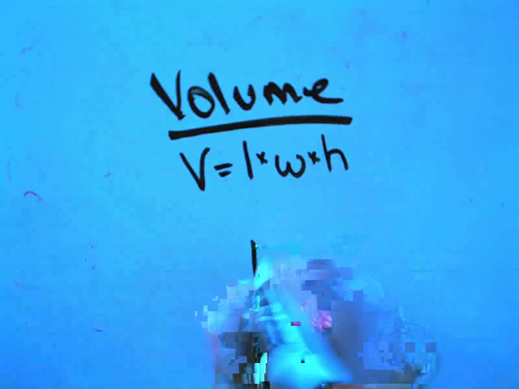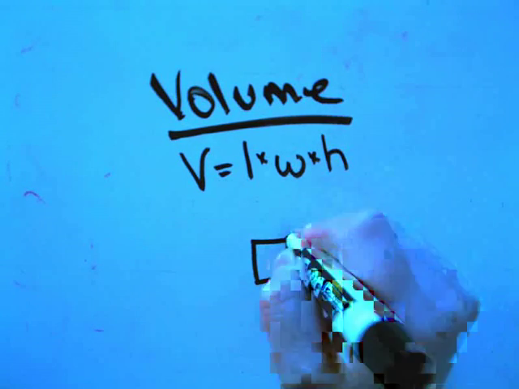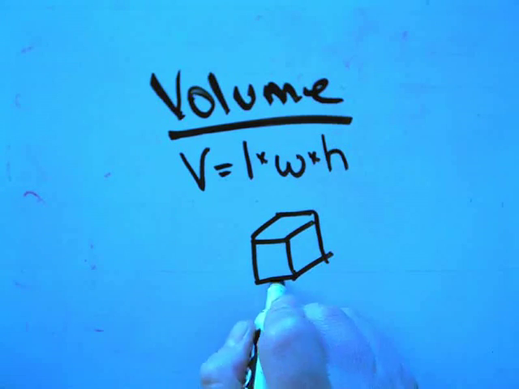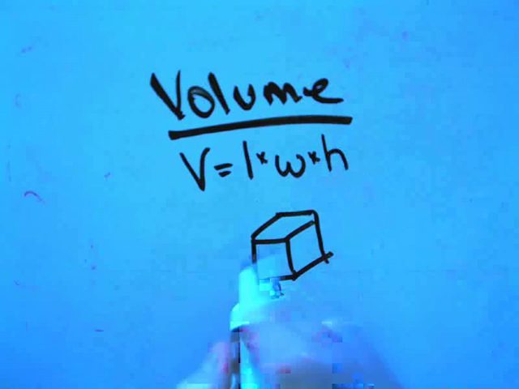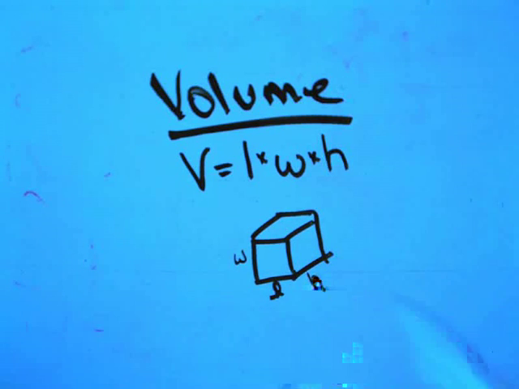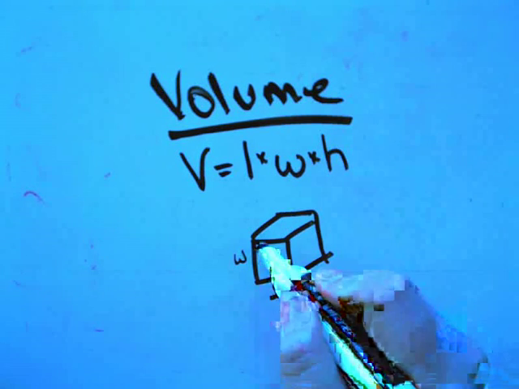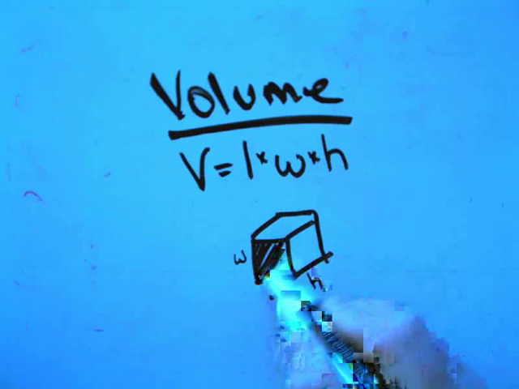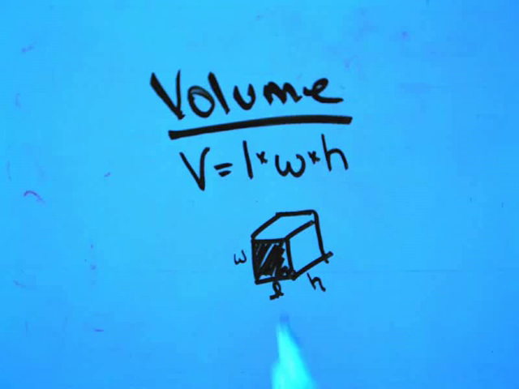So in a three-dimensional prism, we have a length, a width, and a height. The length and the width refer to the length and the width of the base. The base of this particular prism, because of the way I labeled it, is going to be this. This is the base, the length and the width of the base. And we multiply that by the height. And that's the height of the prism.